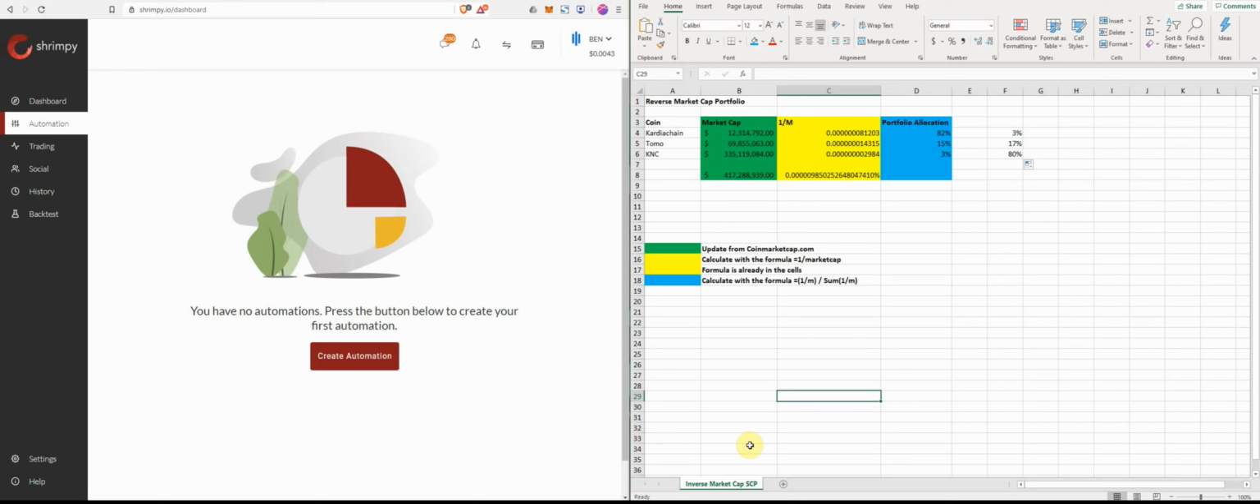Today I am going to show you how to create a reverse market cap portfolio that is auto rebalancing using shrimpy.io. So I know that's kind of a lot. I don't think it'll take too long to get through all this. I want to just walk through a couple components.